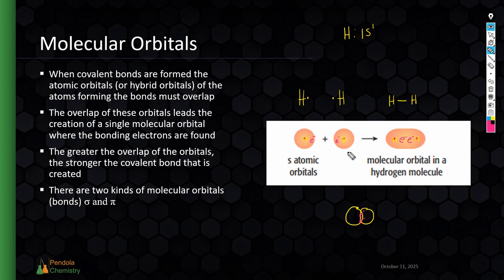Now, there are two kinds of molecular orbitals. There's sigma and pi orbitals, or what we call sigma and pi bonding. So let's look at what the different situations of this can be. But keep in mind, molecular orbitals are created when either atomic orbitals or hybrid orbitals overlap with each other to form a bond and then fuse together to create a molecular orbital.